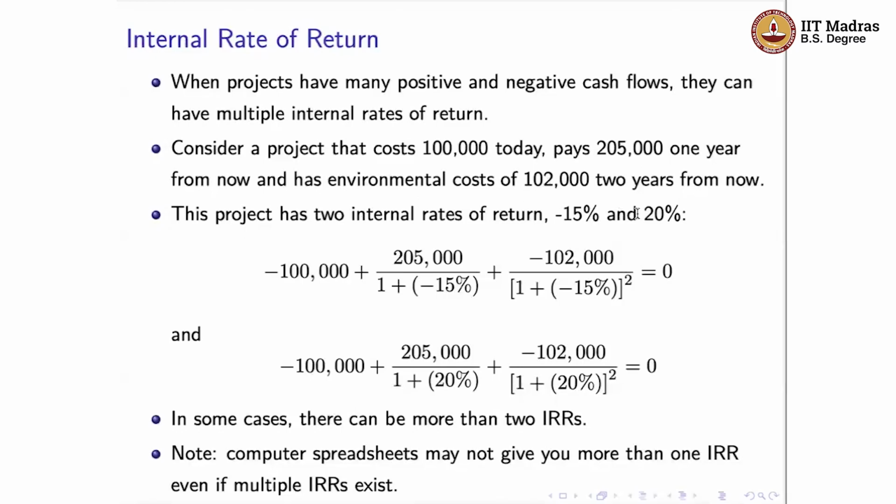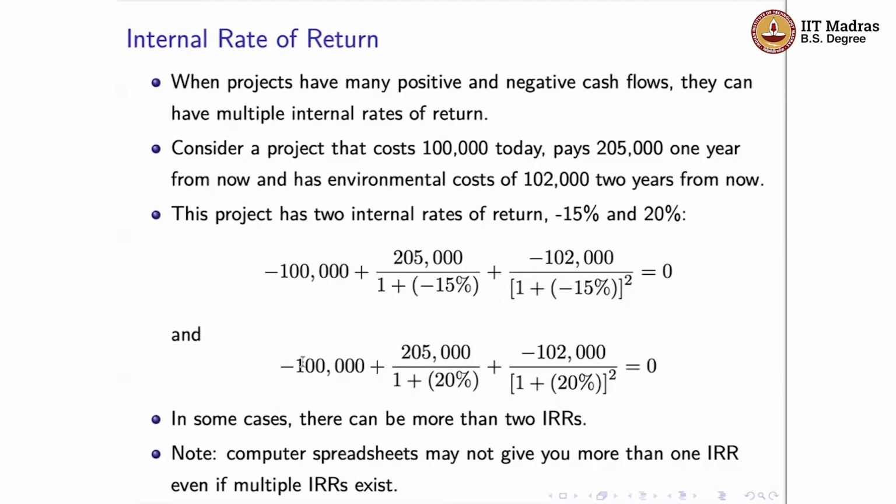Minus 15% and 20%. In order to verify that, you can plug in these cash flows. So minus 1 lakh plus 205,000 divided by (1 plus minus 15%) plus negative 102,000, because this is a cost, divided by (1 plus minus 15%) squared. If you calculate this expression that you see here, you are going to end up getting 0. So that proves that minus 15% is an IRR.